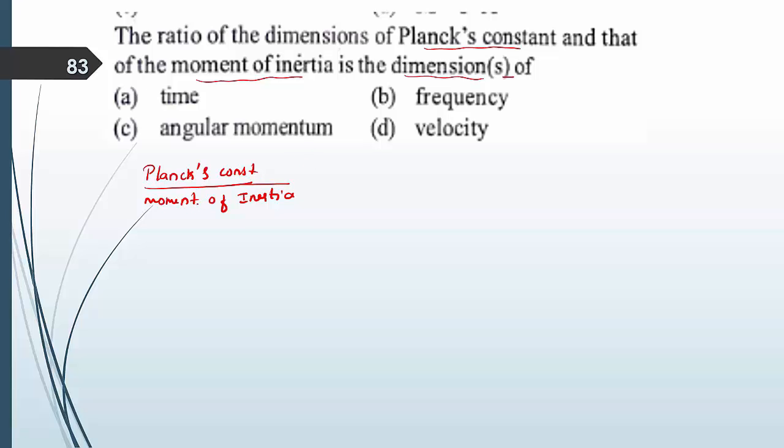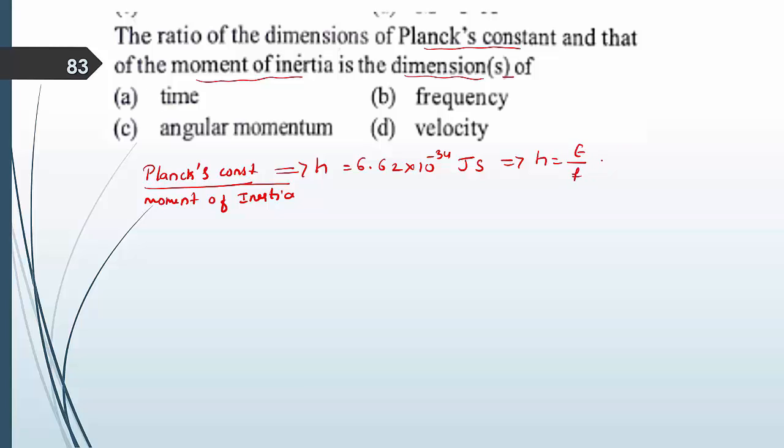Right? So Planck's constant means the amount of energy a photon carries with the frequency of its electromagnetic wave. That gives Planck's constant. Generally, Planck's constant is given by the symbol H, its value is 6.62 into 10 raised to minus 34 joule second. And it is having the equation E equal to HF, or H equal to E divided by F.